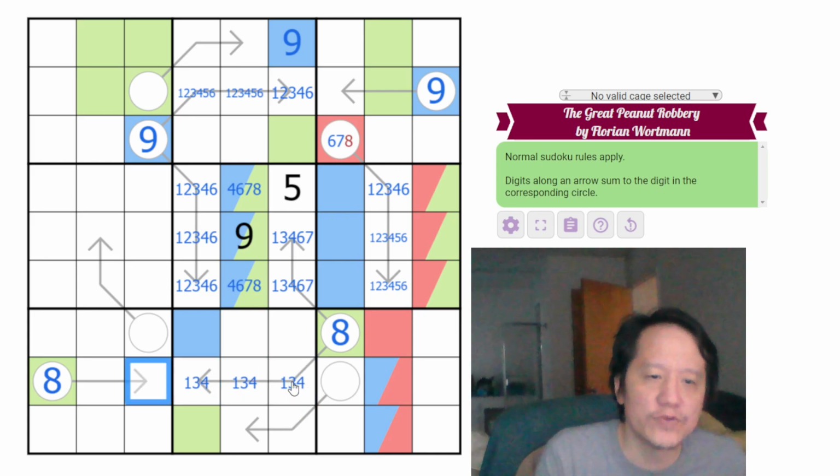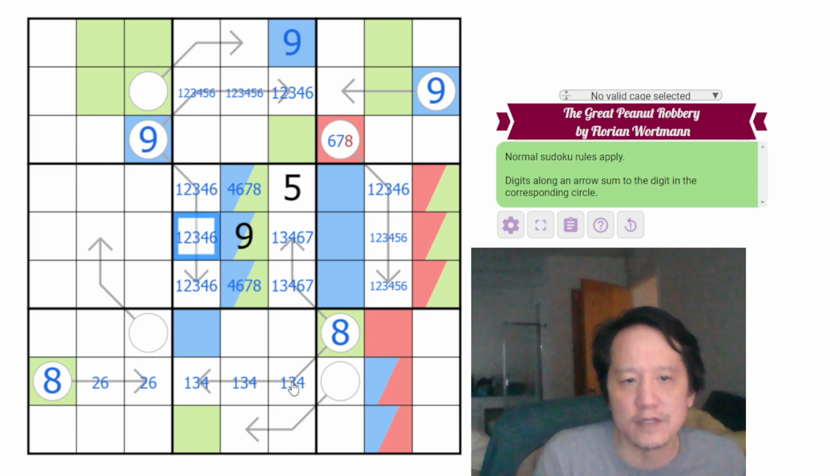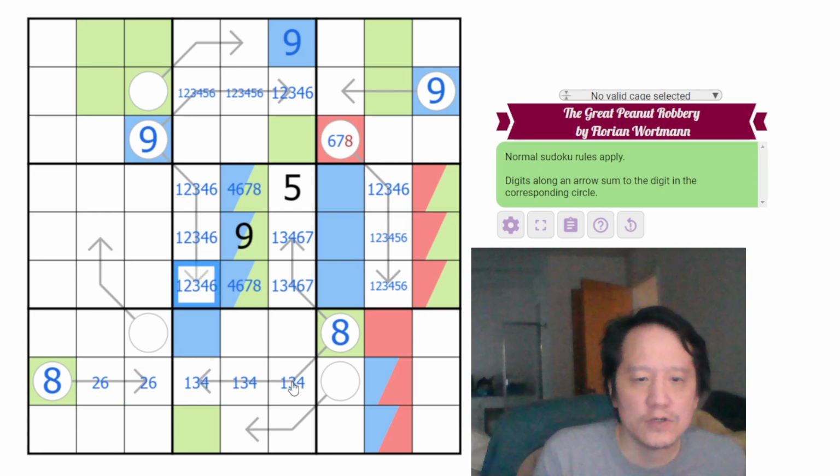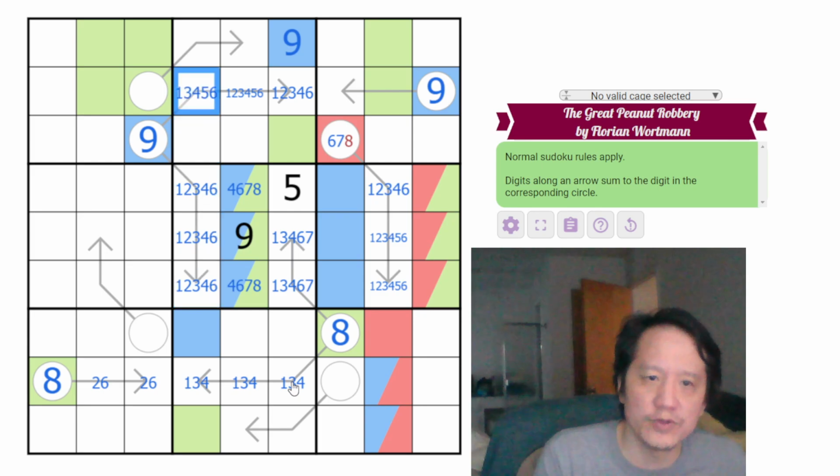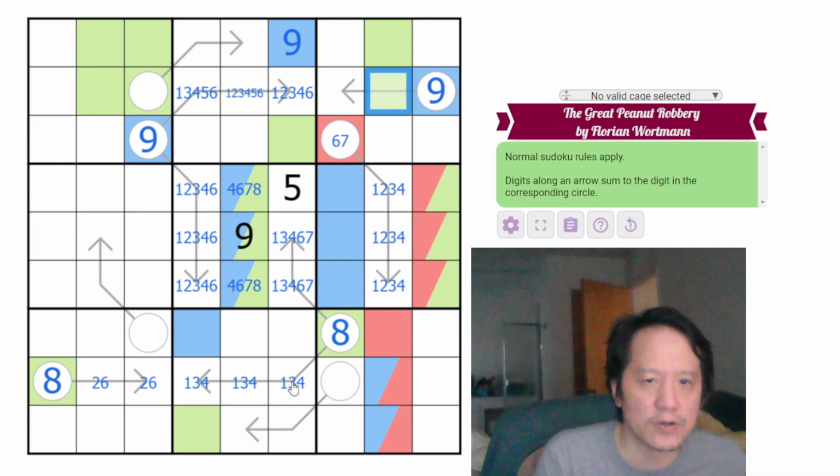Right? So this would have to be 2 and 6. Yeah. That's how that works. So we know the 2's here. This can't be 2. This can't be 8. So we know this is 1 and 2 here.